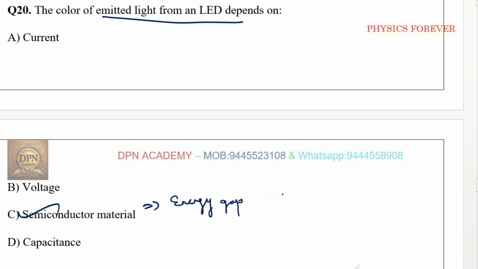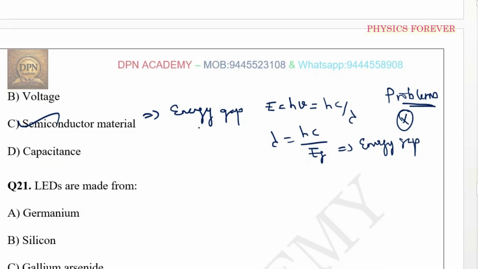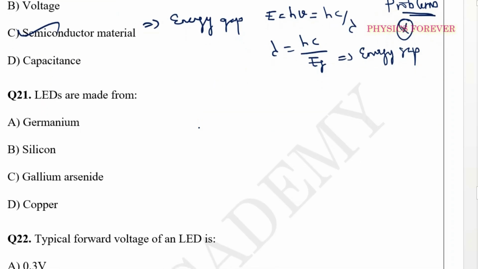So how can we find the energy gap? What is the formula? E is equal to hν, which is equal to hc by lambda, then lambda is equal to hc by E_g. In this way we have to find the energy gap. This is most important; sometimes a problem can come using this formula. In NEET, if a problem is asked, this is how they would ask it. They would just give the energy gap, h and c are constant values, we just substitute and divide, then we get the wavelength.